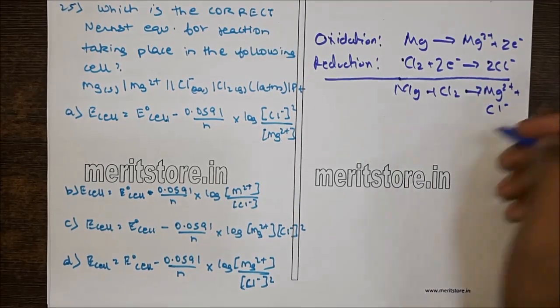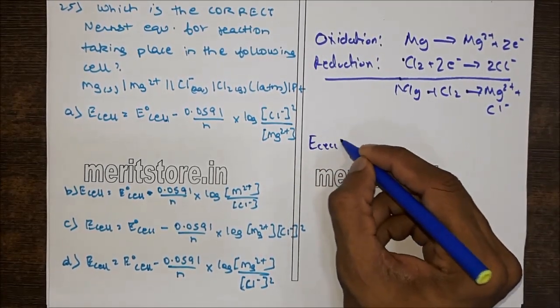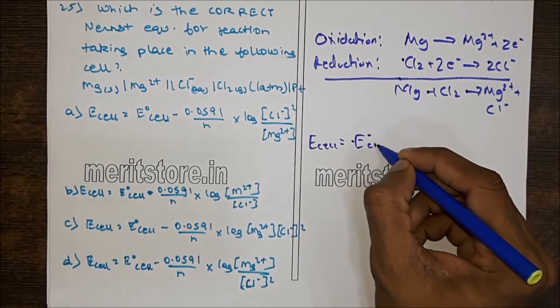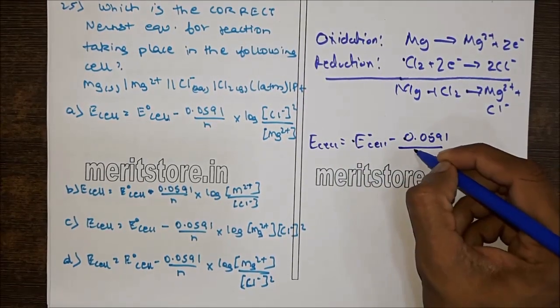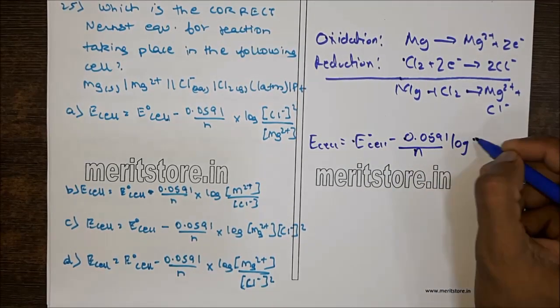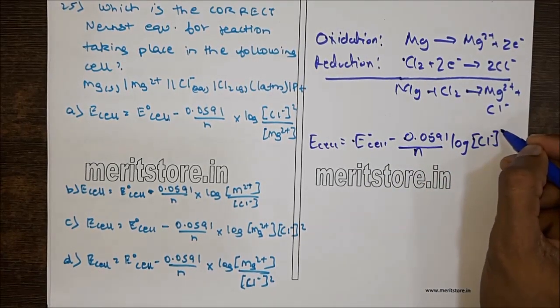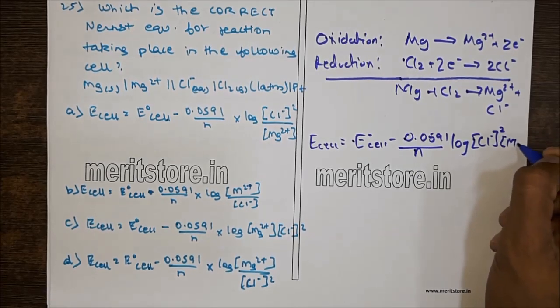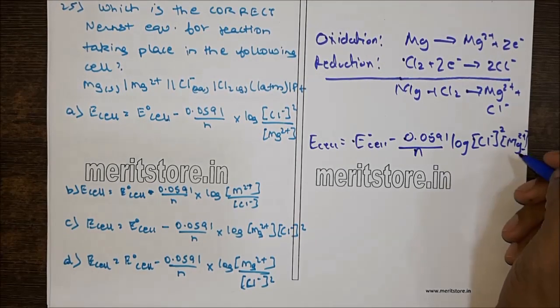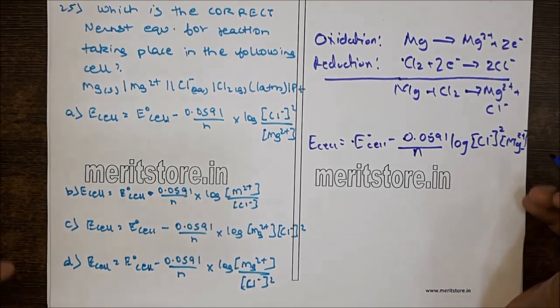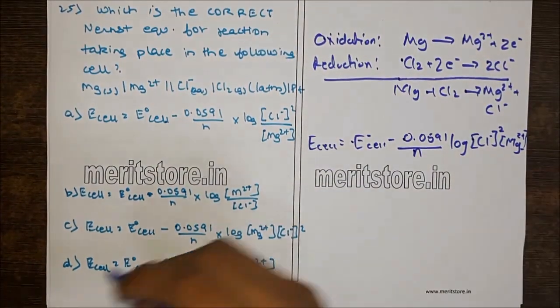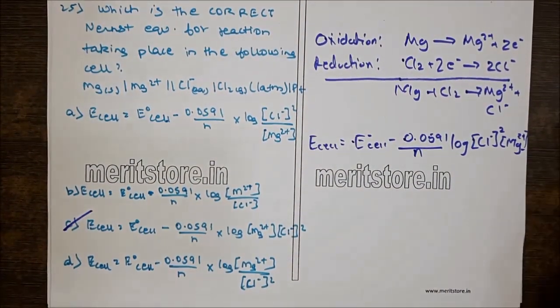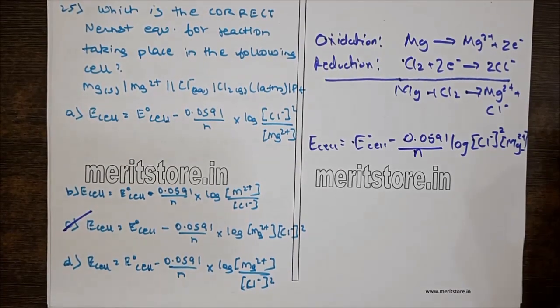So the Nernst equation can be written as E cell equal to E0 cell minus log of the square of Cl minus times Mg2 plus. Therefore, we see our answer matches with option C, which is the correct answer.